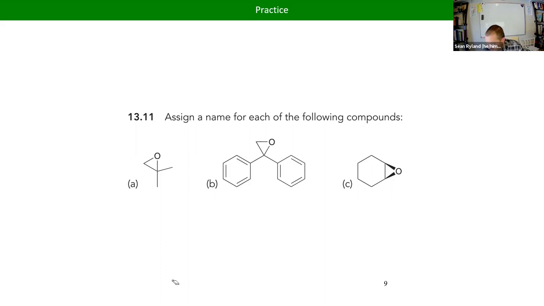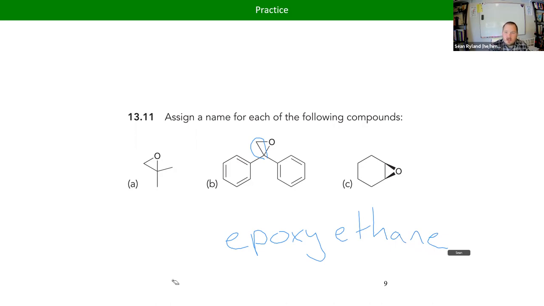For B, the trickiest part about it is not stereochemistry. It's the fact that our longest continuous carbon chain that has the epoxide is only 2 carbons long. So we have to name this as epoxy ethane. And then we name both of the benzene rings as branches. And remember, when you're using benzene ring as a branch, it's a phenyl group with a YL. So this would be 1,1-diphenyl epoxy ethane.